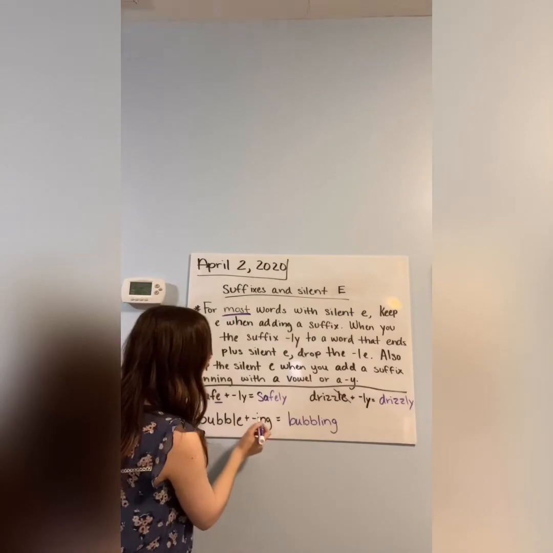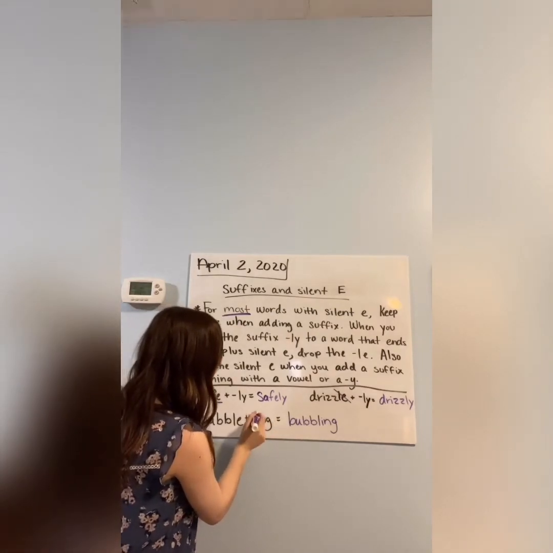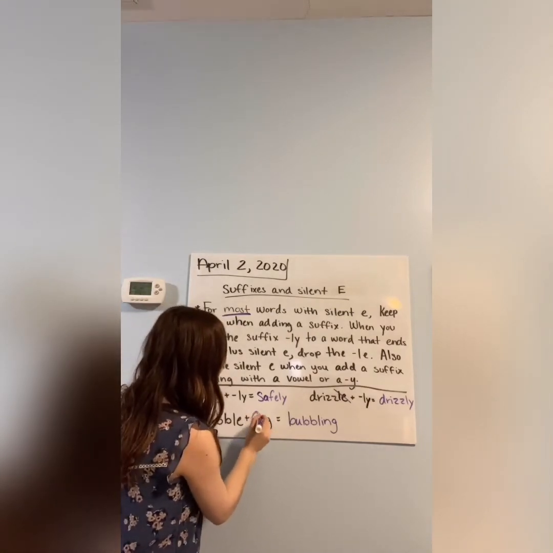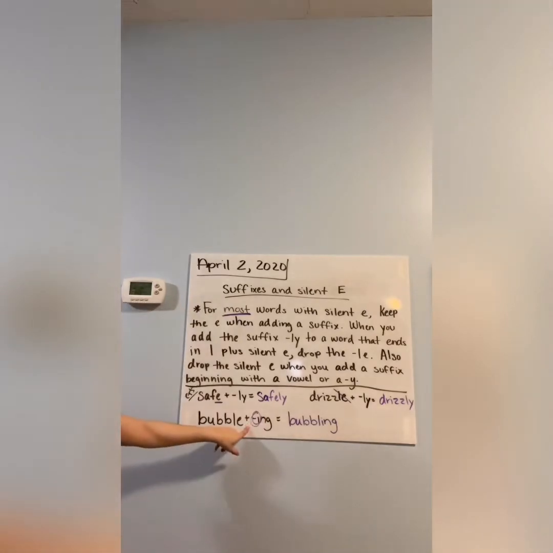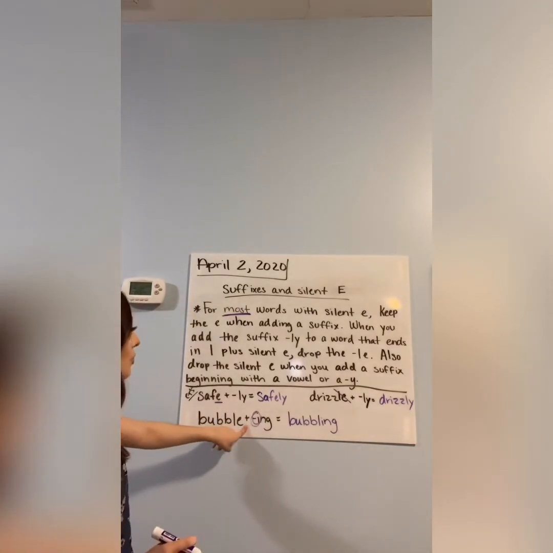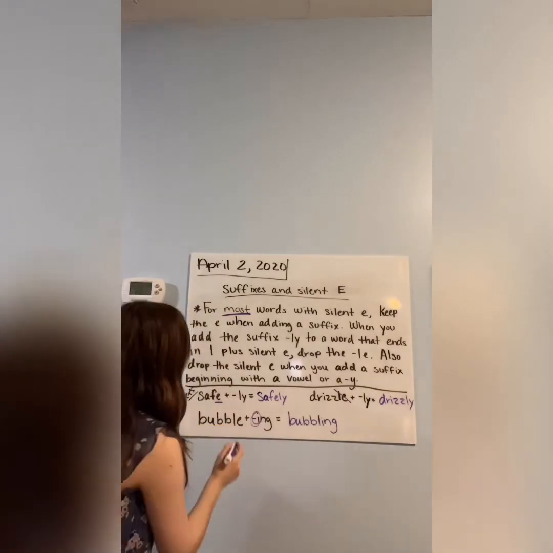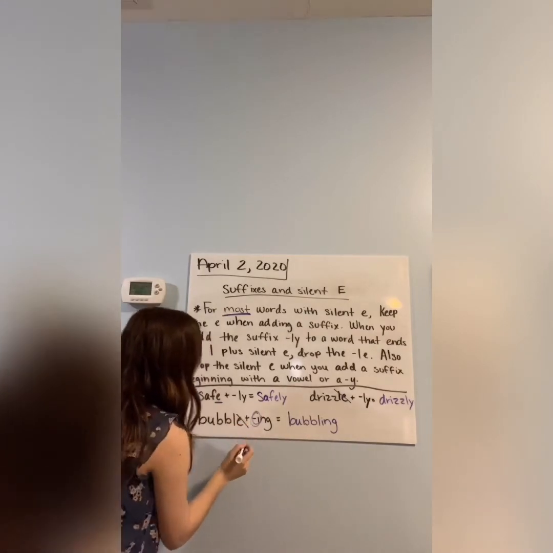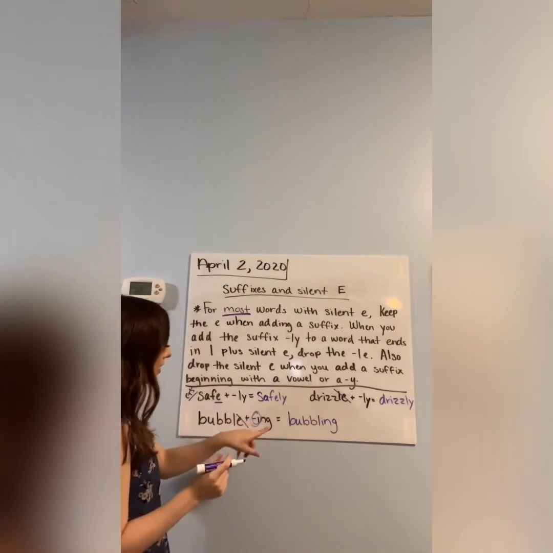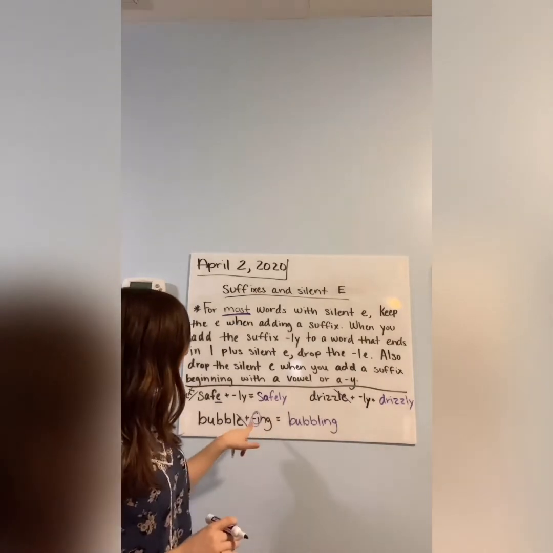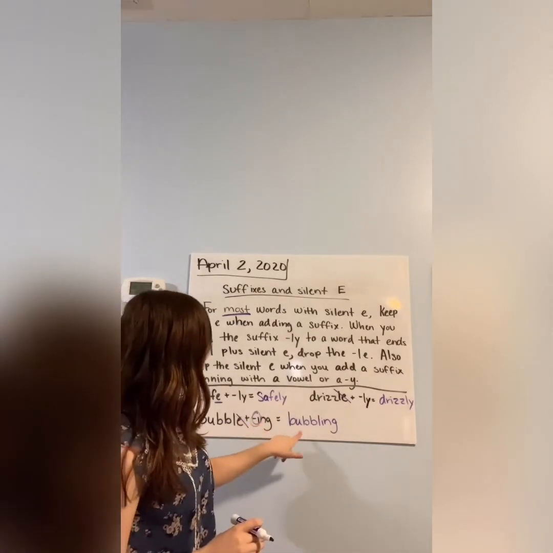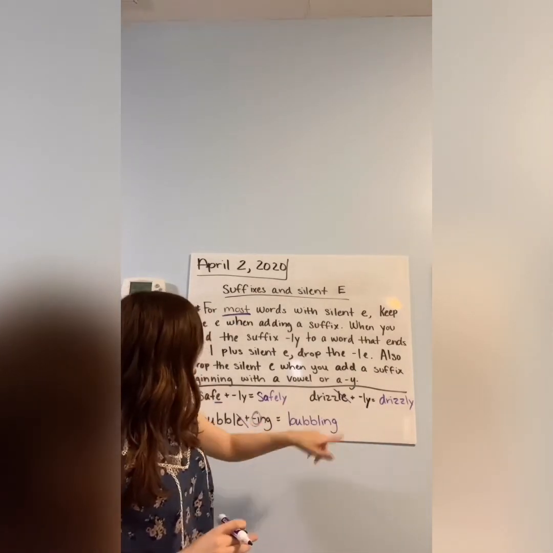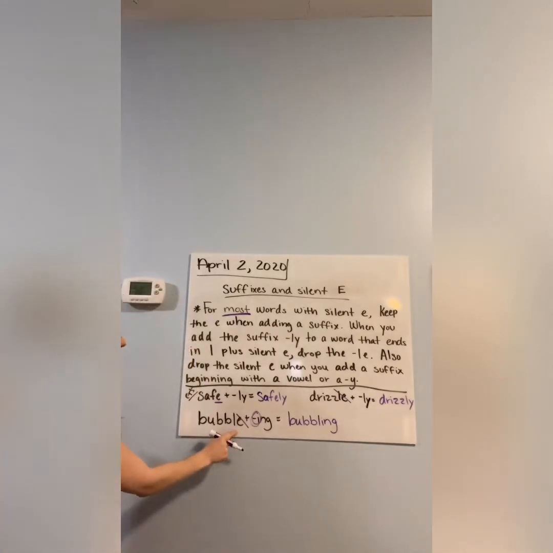And so in this case, our suffix begins with the vowel I, right? Since our suffix begins with a vowel, we would drop the silent E, and then we would just add our suffix. So it would be bubbling, B-U-B-B-L-I-N-G, because we had to drop that silent E since our suffix began with a vowel.